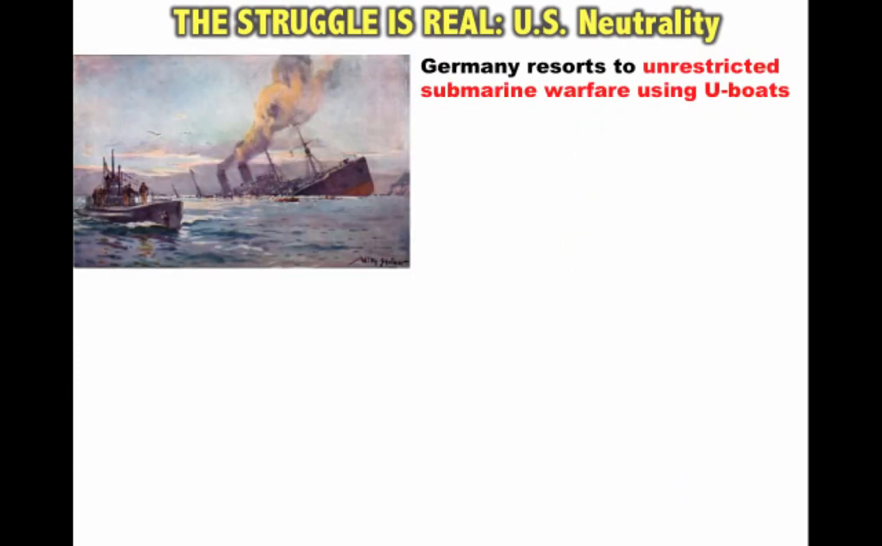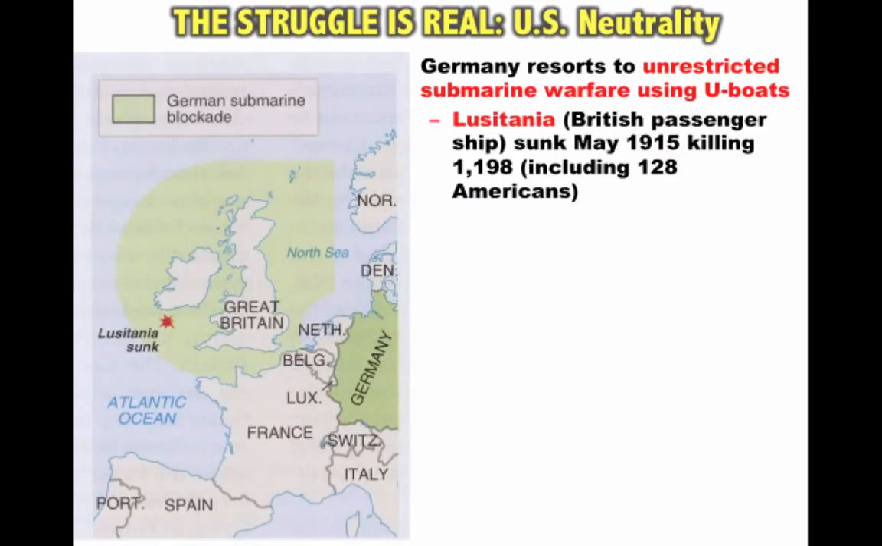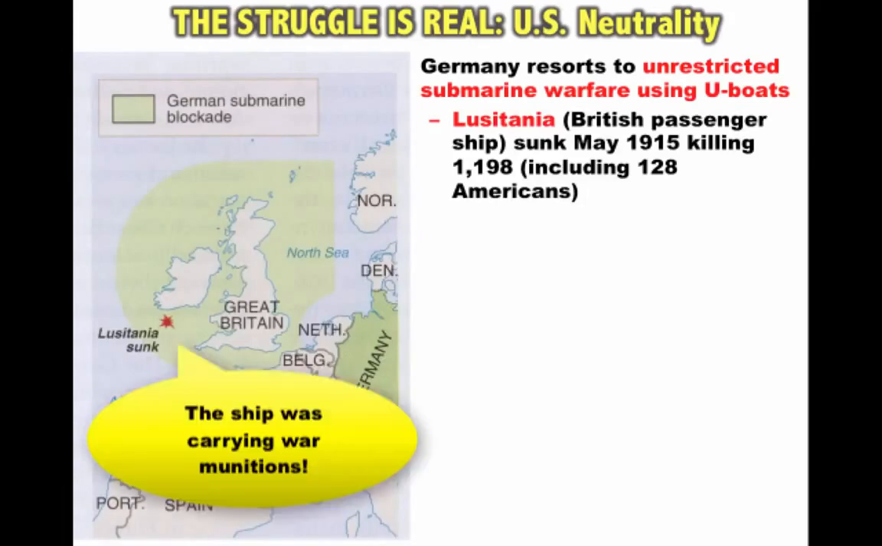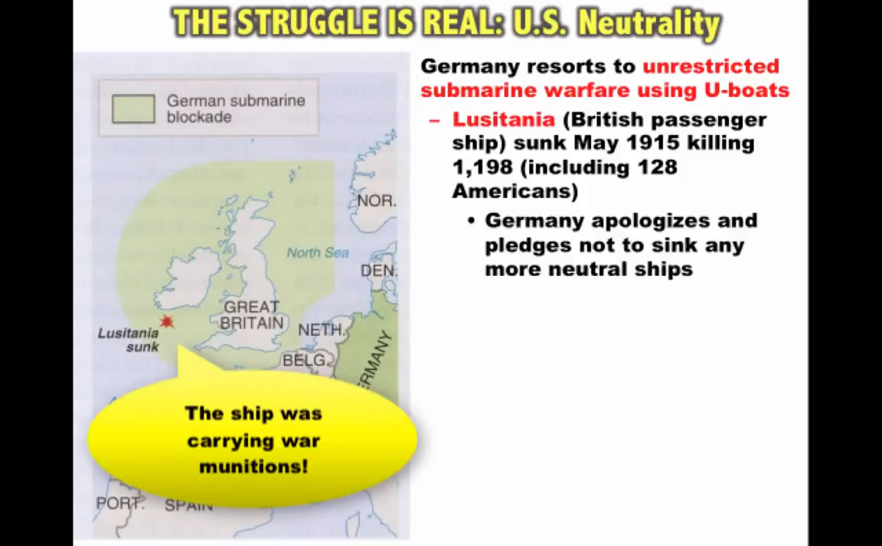What starts happening is Germany decides to resort to unrestricted submarine warfare using U-boats, submarines, and they start sinking a series of ships. Some of the notable ones is the Lusitania, a British passenger ship. It sunk in May of 1915 off the coast of Ireland, killing almost 1,200 people, including 128 Americans.